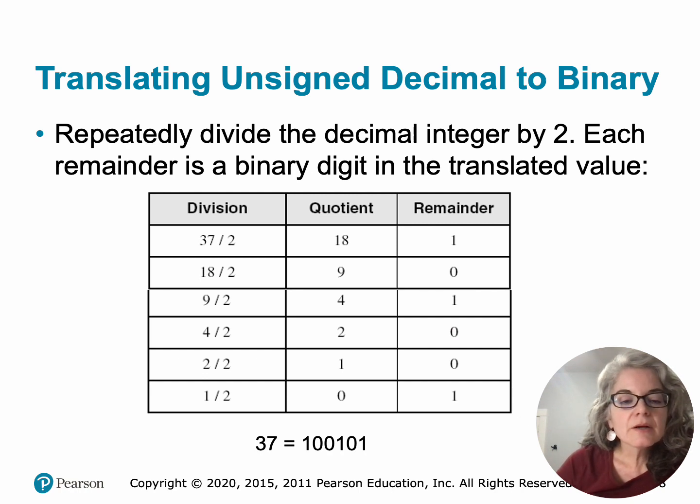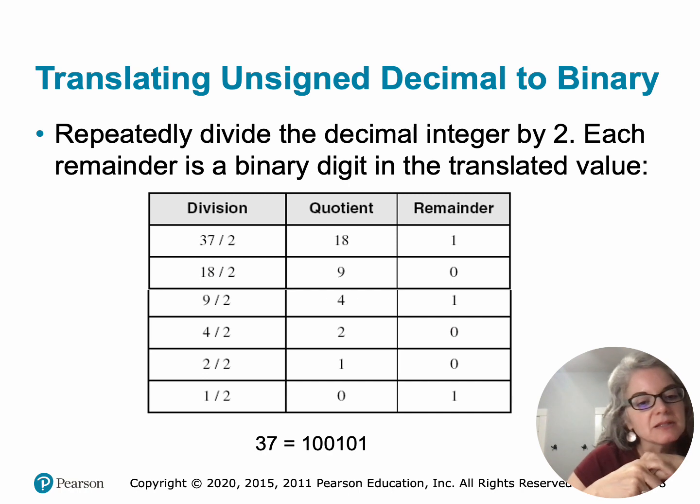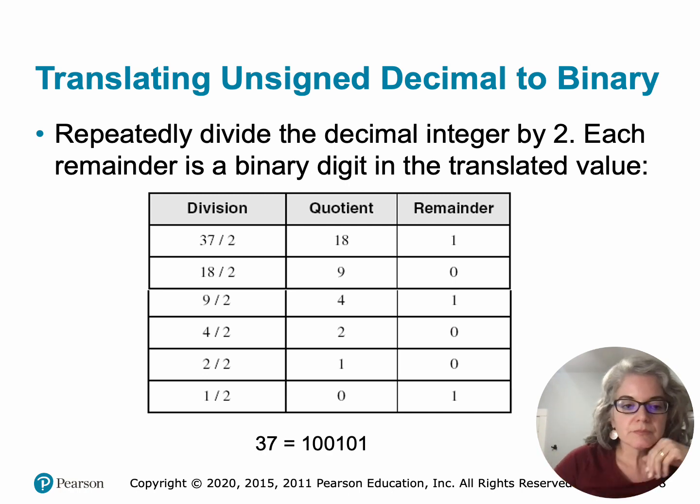Okay, so here we're flipping it around. How do we convert a decimal number into a binary number? So if we have the decimal 37, you take your decimal number and you divide it by 2, and then whatever remainder you have, that's going to be the first digit of your binary number.